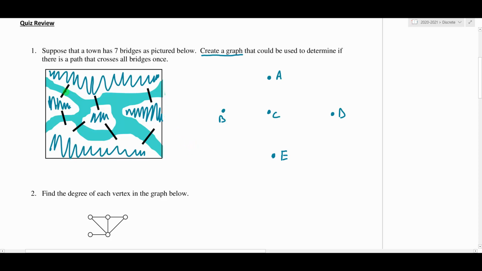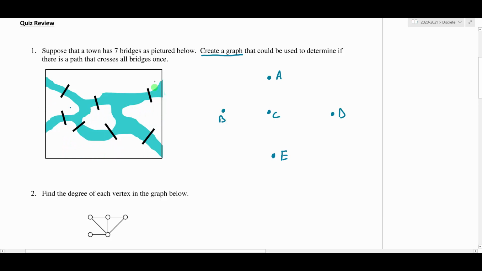Okay, so for instance, over here between B and A, let me get rid of all these squigglies here, and let's just label these land masses so we can keep track of them. Right? This was A, B, E, this was D, and this one was C, right? So we can see there's a bridge here connecting landmass B and landmass A. All right, so I'm going to draw an edge that connects B and A, and that edge represents that bridge. And also, there's another bridge that connects B and E. All right, so I'm going to draw an edge from B to E.